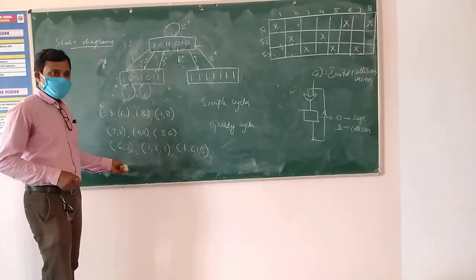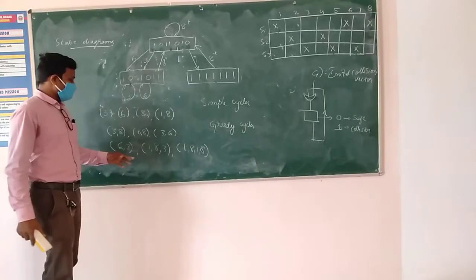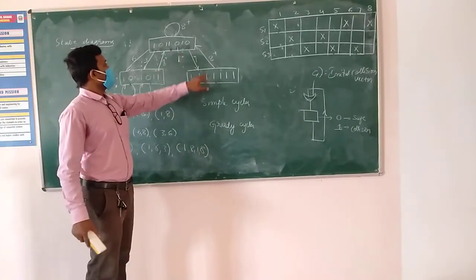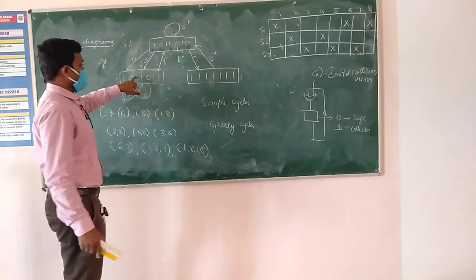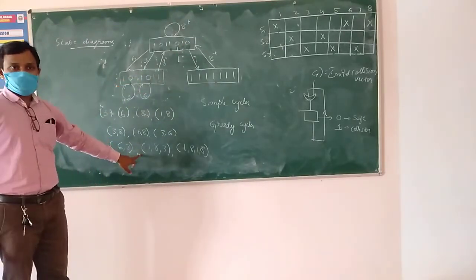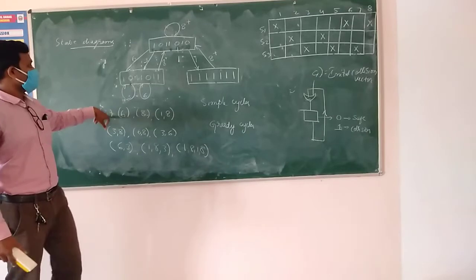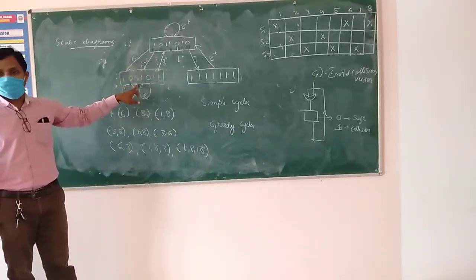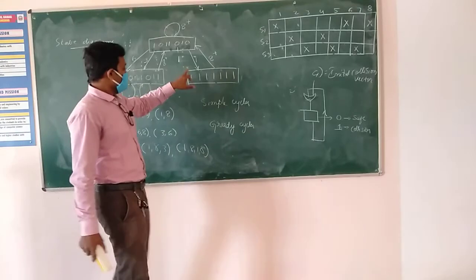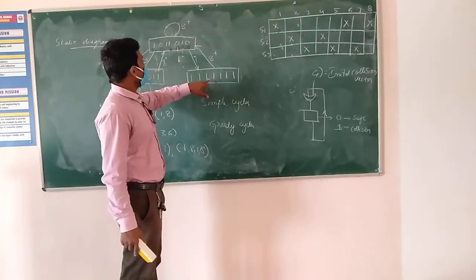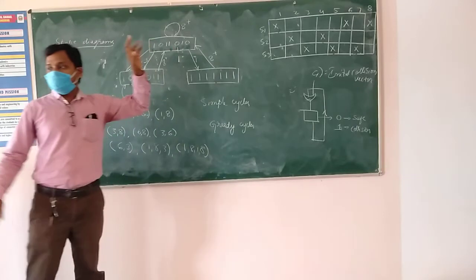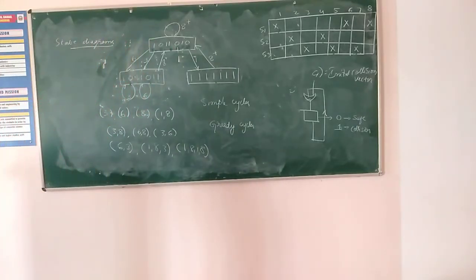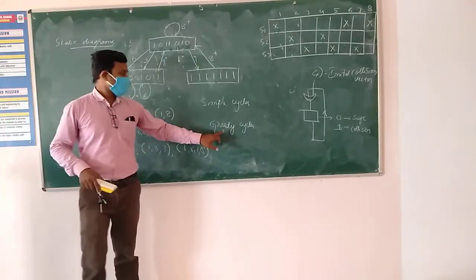Got it? So you consider this 1, 8, 3. It is a simple cycle. Next, 3. It is a simple cycle. Next, 1, 8. I mean each state should repeat only once. Then it is called a simple cycle. Okay? Next, note down greedy cycle.